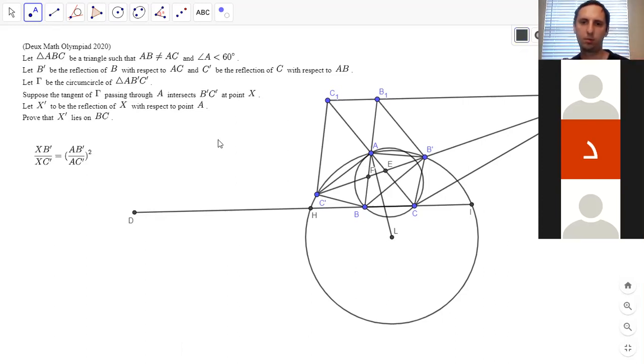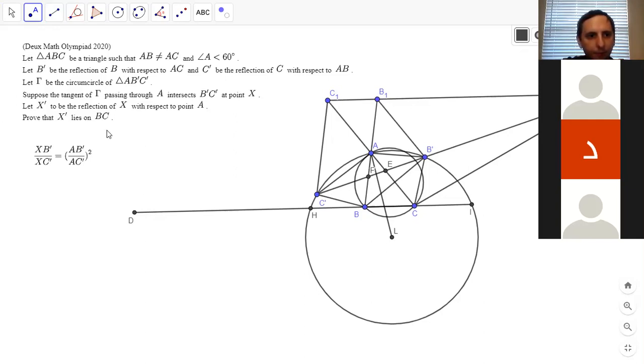So XB' over XA is equal to B'B1 over AC1. And XF over XC' is equal to B'F over C1C. But the two triangles C1C' and B1B' are similar. They're both right triangles and they're similar. I'm going to quickly write out the idea. So you use that to prove that C1, B1, and X are collinear.